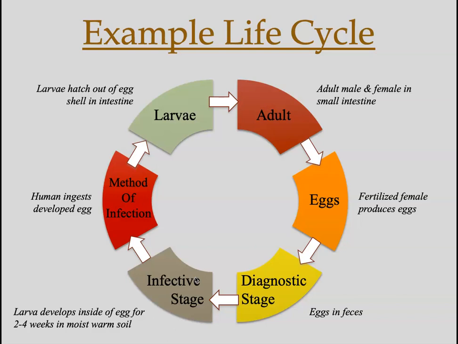What this means is if you were to ingest eggs right after shedding, you would actually be breaking the life cycle because that's not the infective stage. That egg would not be infective yet. So only after the larva gets a few weeks to develop would it then be infective. So if a human comes along and ingests the developed egg with the mature larva inside of it, then they get infected.